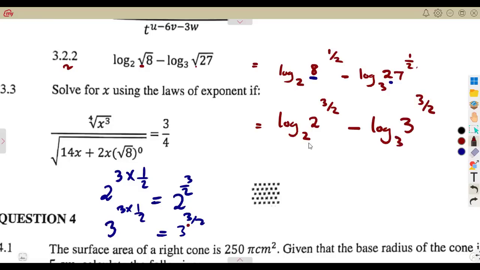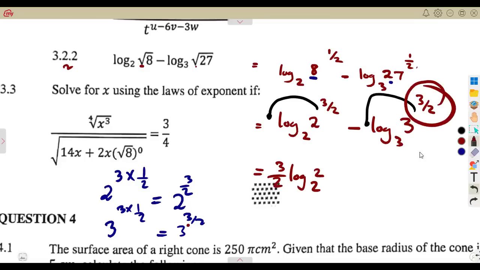Remember, I talked about a condition where the exponent is involved, like this one, where we can drop our exponent. So we can simply drop our exponent here and here. That will be 3 over 2 times the logarithm of 2 in the base of 2. Do the same thing here: minus 3 over 2, the logarithm of 3 in the base of 3.